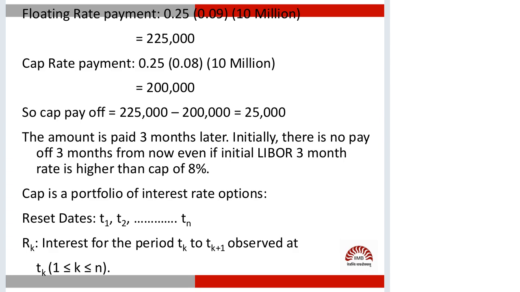On the other hand, what is the cap payment? Remember, the cap would then lock it in at 8%, so that works out to be 200,000. So the benefit from the cap, therefore, works out to be the difference of the two, which is 25,000. The question now is, when will the 25,000 be realized? At the beginning of the period, or at the end of the period? When do you think the benefit of this 25,000 will be realized?